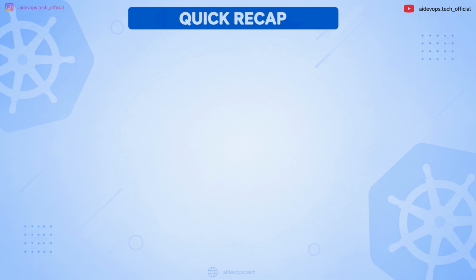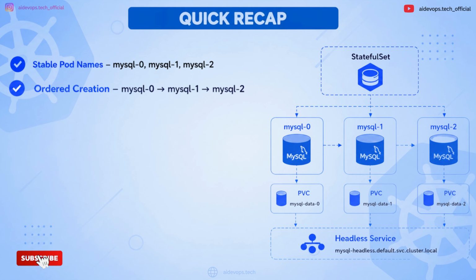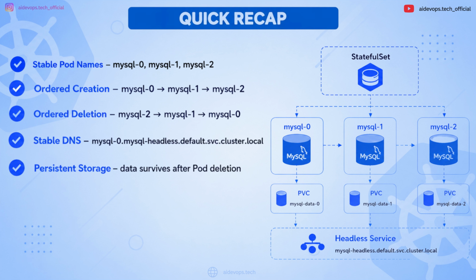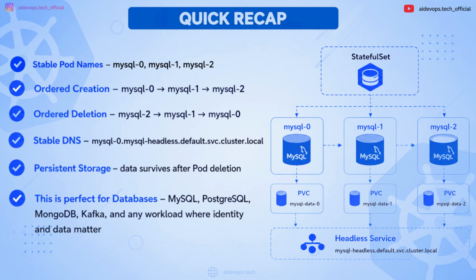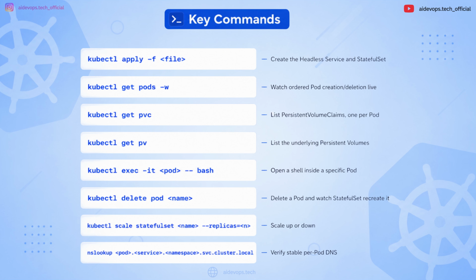So let's quickly recap what we have learned today. The StatefulSet provides stable pod names such as mysql-0, mysql-1 and mysql-2. Creation order will be mysql-0, 1, 2, and deletion would be mysql-2, 1 and 0. A StatefulSet also provides persistent storage. And StatefulSet is the perfect fit for databases such as MySQL, PostgreSQL, MongoDB, Kafka and any workload where identity and data matter. And below are the key commands that we have used today. So that's everything about StatefulSet in Kubernetes.